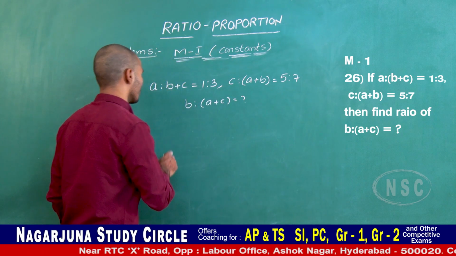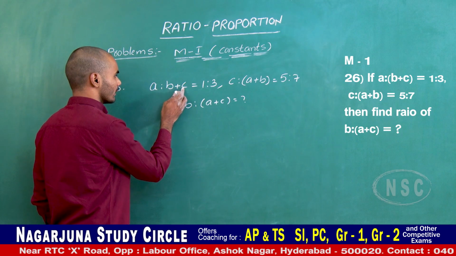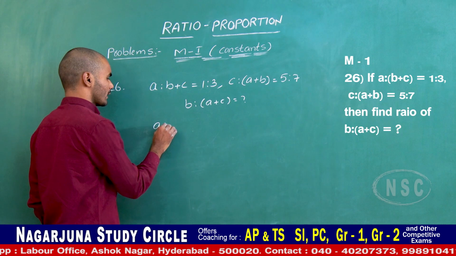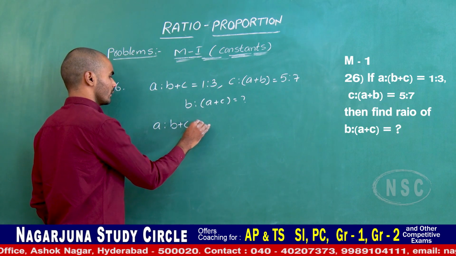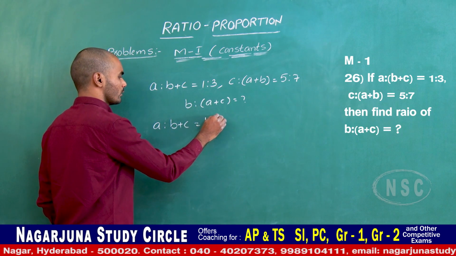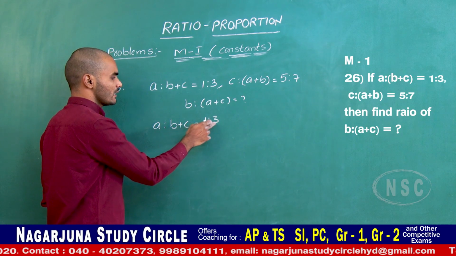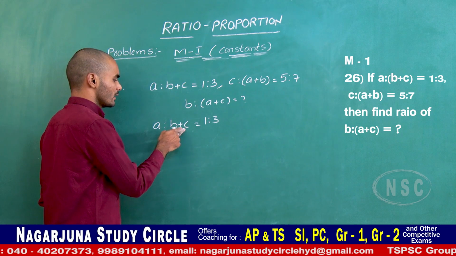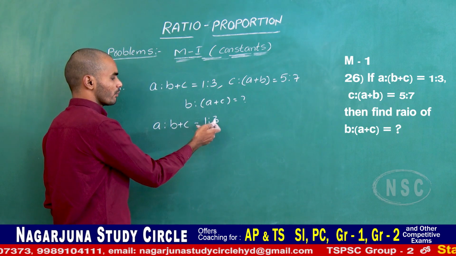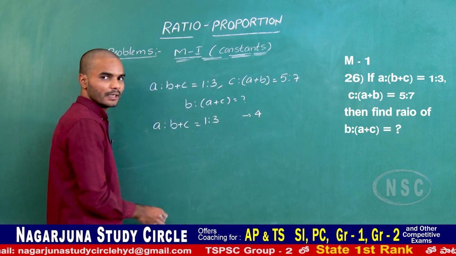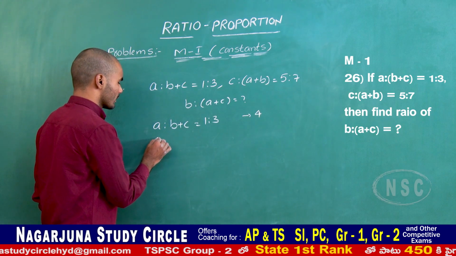Just observe this. A, B, C total is 1 plus 3, 4. A is to B plus C is equal to 1 is to 3. It means A value is 1, B and C sum is 3. Then A plus B plus C, the sum of A, B, C is 1 plus 3, 4.